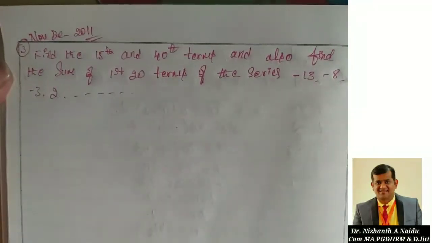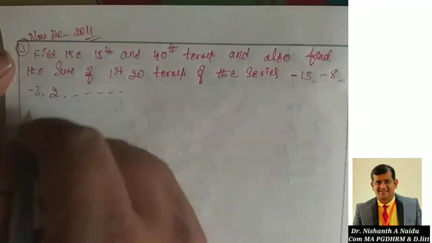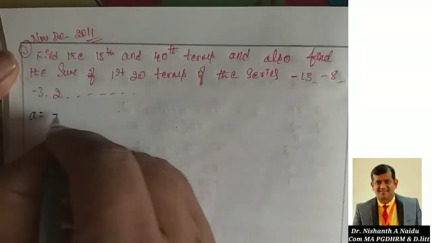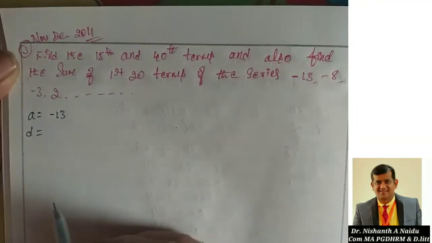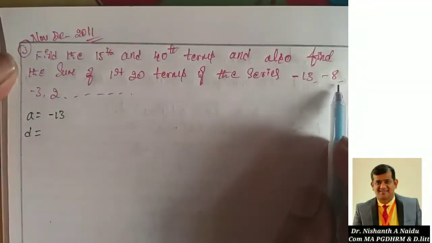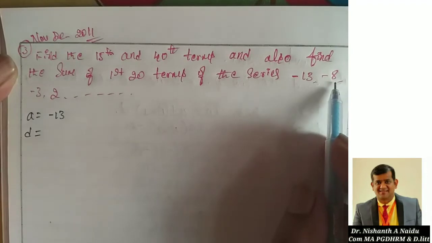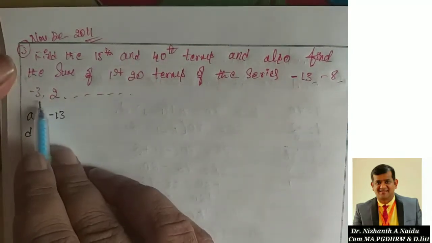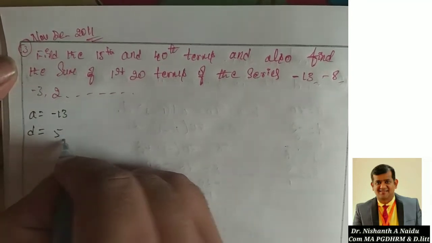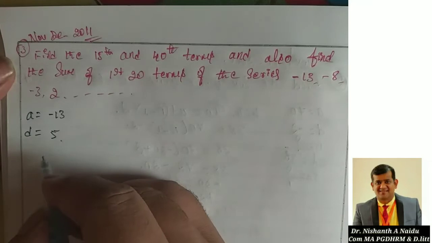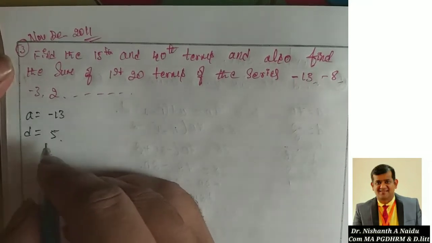Okay, so now here we have the information: A equals minus 13, and D is the difference. How much do you get? 5 is the difference, minus 8 to minus 3, 5. That is how it moves. So D equals 5, the common difference.